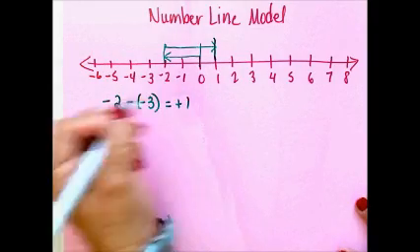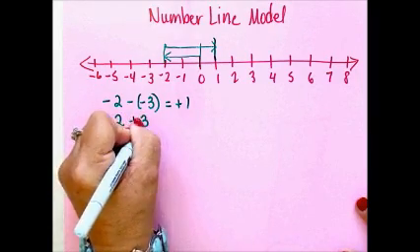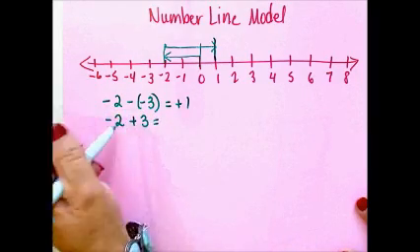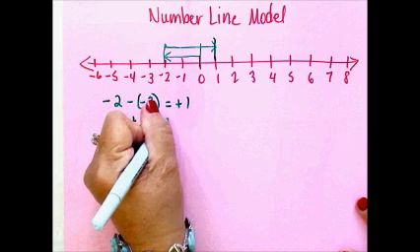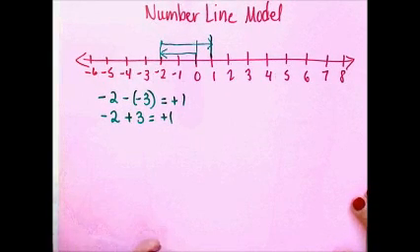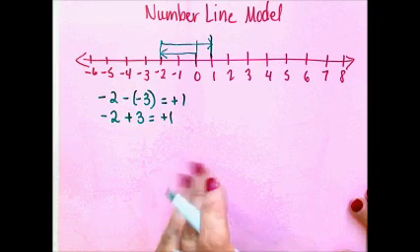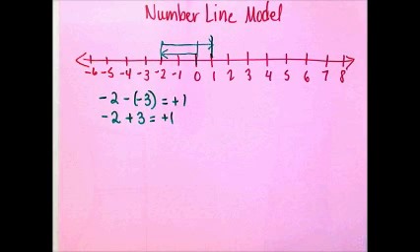Now think about your rules. You'd have negative 2 plus 3. Signs are different, so subtract. The answer takes the sign of the big number, which is positive. So for the number line model, if you just think about what happens in football, and think of 0 as the line of scrimmage, that will help.